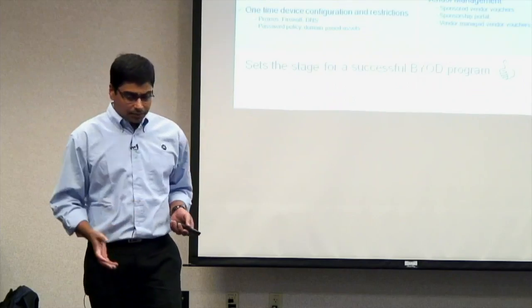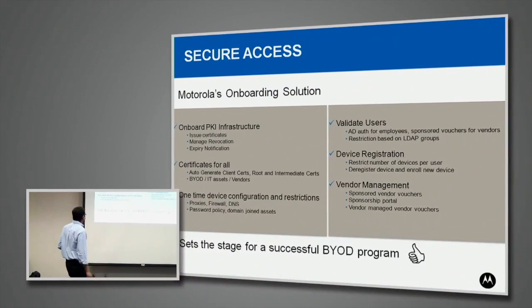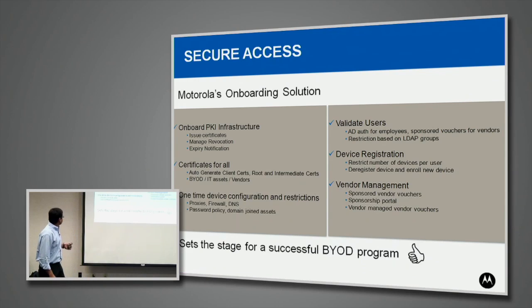So secure access is Motorola's onboarding solution. It does a lot of things. This is just a quick preview of the set of features that you can do with secure onboarding. First, it's got an onboard PKI infrastructure, so you don't need a complex CA infrastructure like Microsoft CA. It's pretty easy to manage. Issue certificates, revoke. You can do pretty much everything that you need to roll out a BYOD program.